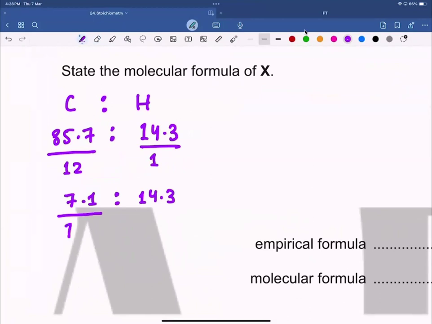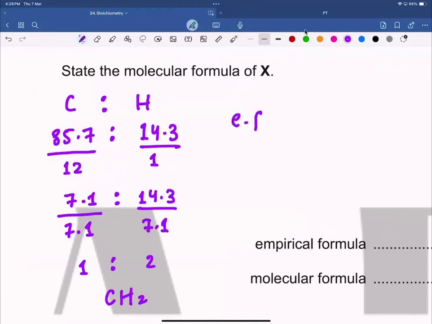So I will divide both the values with 7.1. So here I'm going to get 1 and here I'm going to get 2, right? 2.01. Yes, sir. 2.0, so it becomes 2. So the empirical formula becomes CH2.